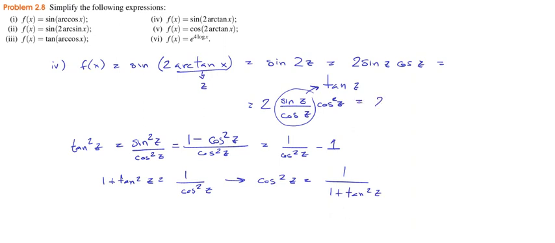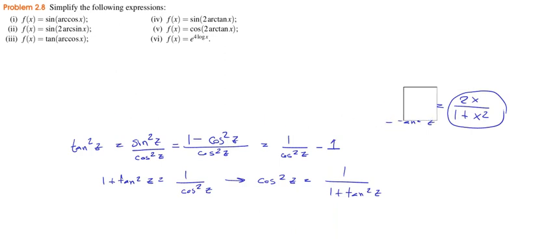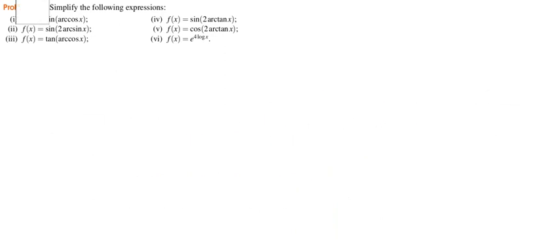So this is 2 times the tangent of z divided by 1 plus the tangent squared of z. And we had said that the tangent of z is x, so this is 2 times x over 1 plus x squared. Now, 5. f of x is the cosine of 2 times the arctangent of x.